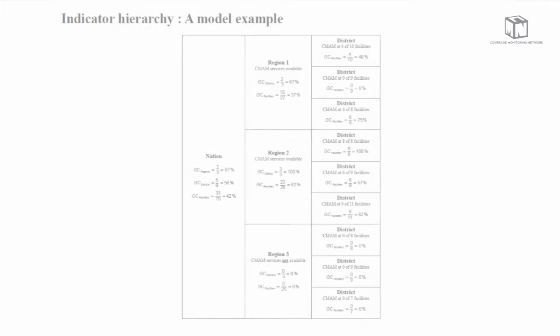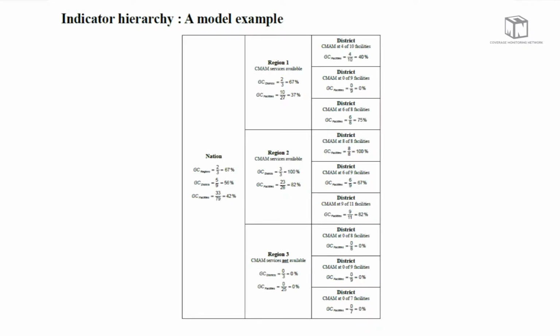Next slide, please. Here's a complicated figure, but we're showing the geographical coverage at different levels. At the nation level, that's the number of regions offering CMAM services divided by the number of regions. At the regional level, that's the number of districts offering CMAM services at the district level.